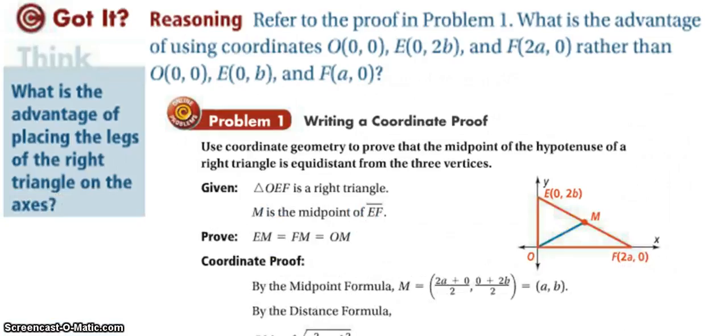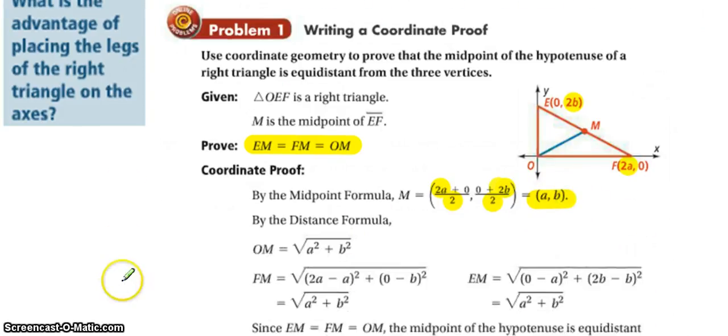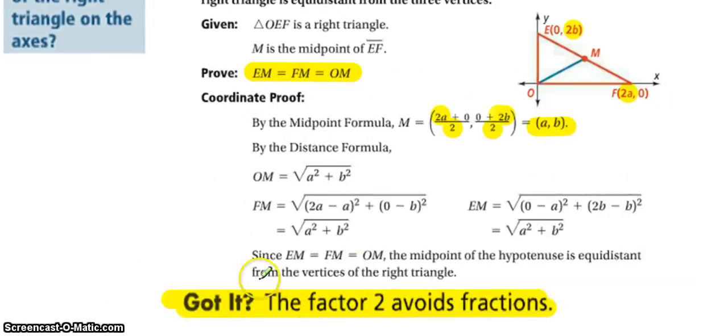Alright guys, when we look at problem 1 and we look at why it's easier to use these values of 2b and 2a, we've got to look at what we're trying to prove. We're trying to prove that these segments are all equal, so essentially we're trying to find midpoints. When we're trying to find the midpoint of something, you know you're going to half things or divide by 2. So since we're going to be dividing by 2, it's much easier to use a value of 2a or 2b because then I come out with a value of just a or b as opposed to using fractions. So the base answer here is that the factor of 2 avoids any fractions.